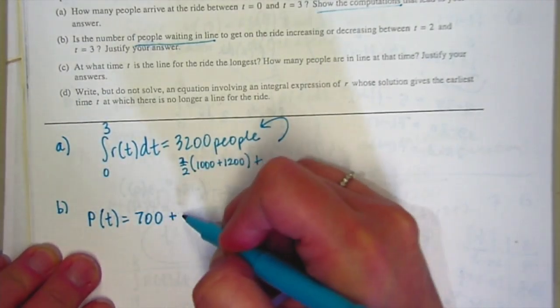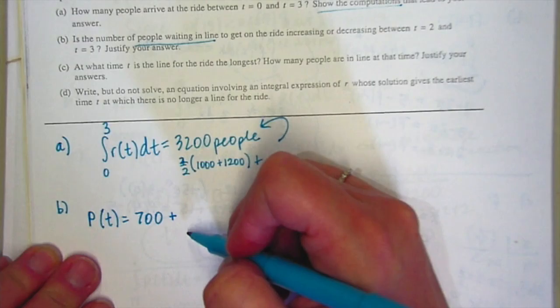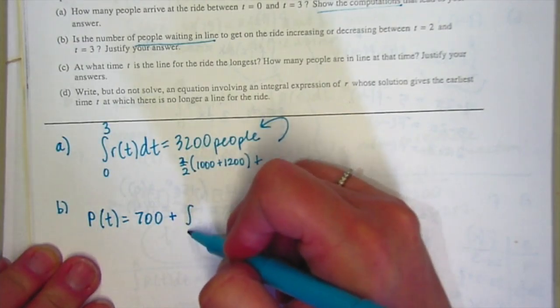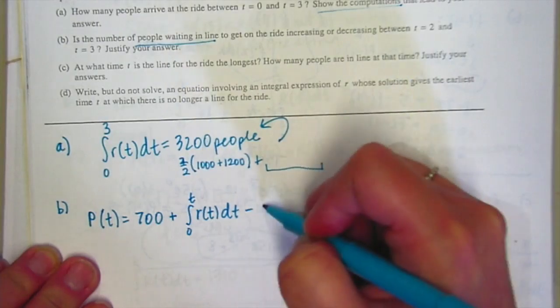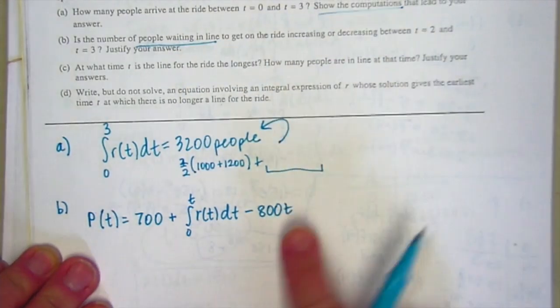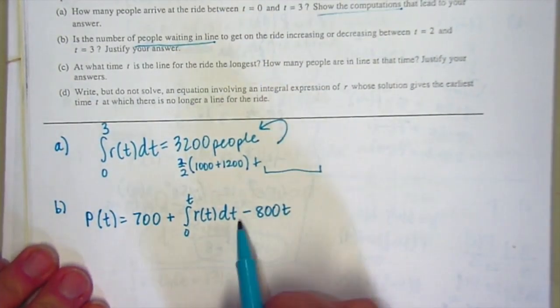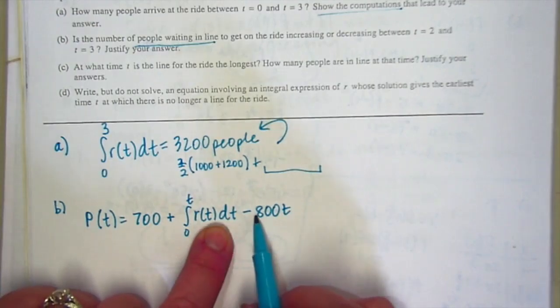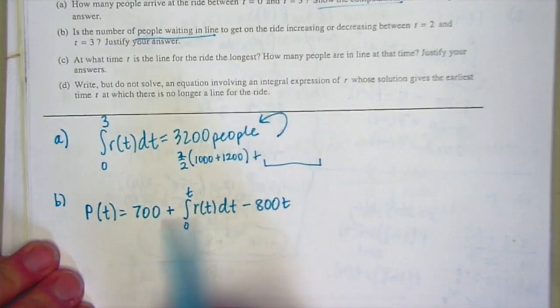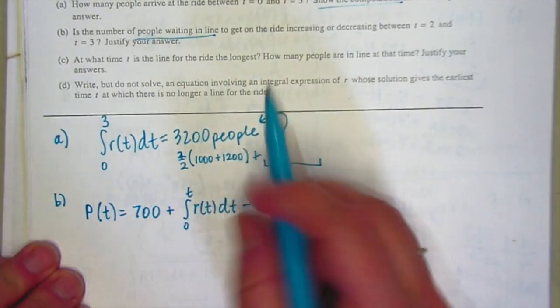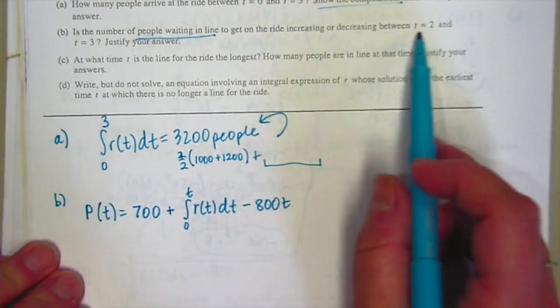They are getting there at this rate. So we accumulate the area under this curve that they pictured for us. And then we're losing people in line at this rate, right? So it's important to put the dt here to separate that this is not part of this integrand, okay? So this is how many people are in line at any given time, so I'm trying to figure out if that's increasing or decreasing between 2 and 3.